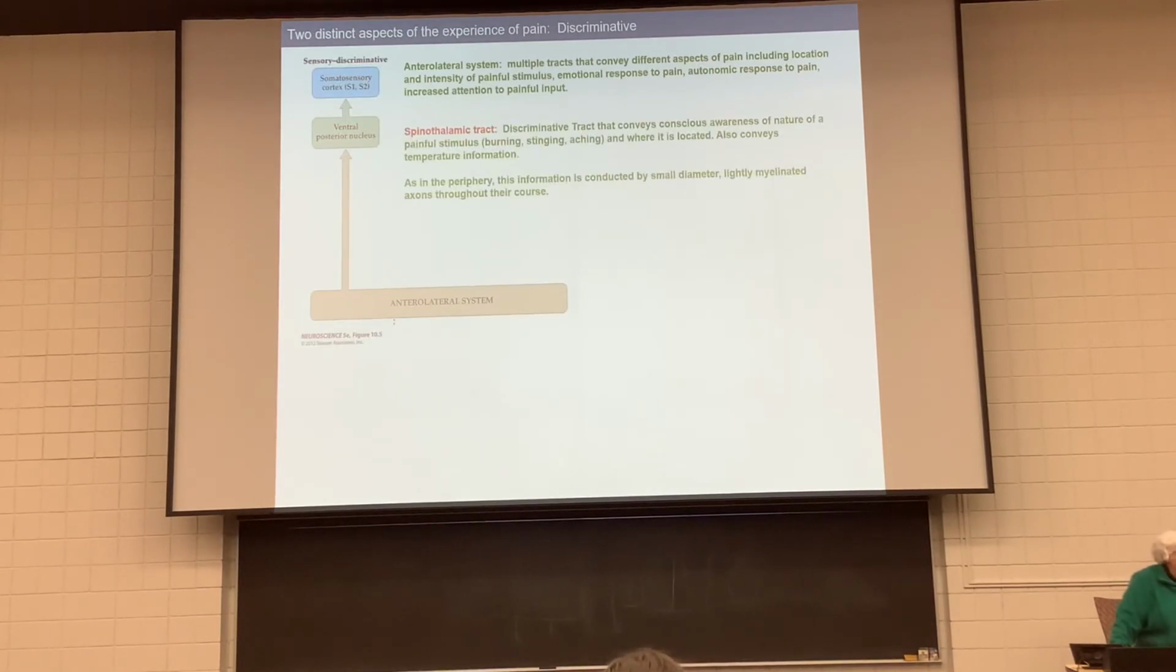So what I described to you initially was what we call the spinothalamic tract. It goes from the spinal cord to the ventral posterior nuclei, VPM, VPL, on up to the somatosensory cortex for localization and intensity. That's called the discriminative pathway, appropriately.